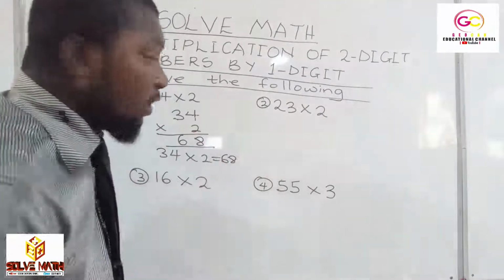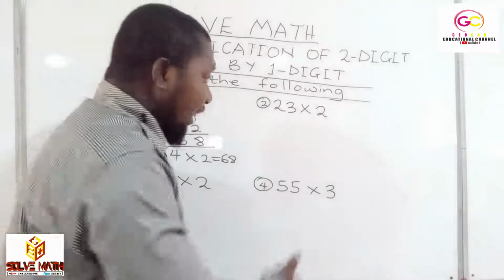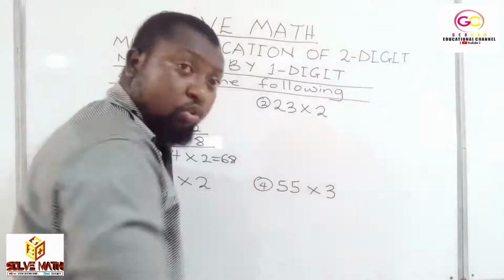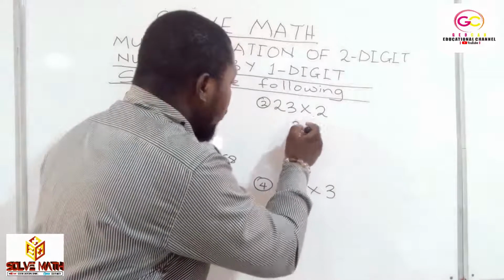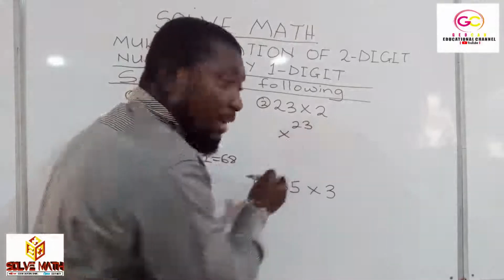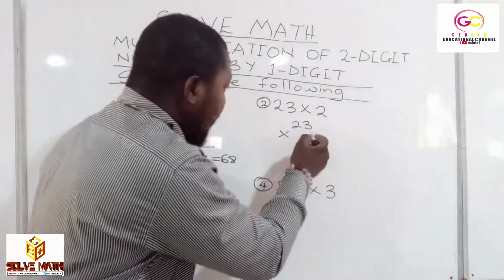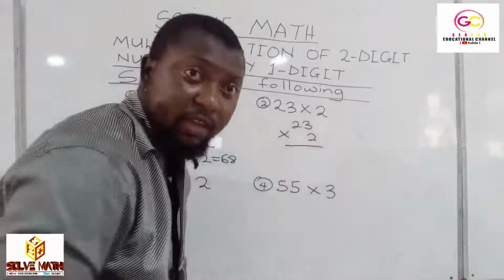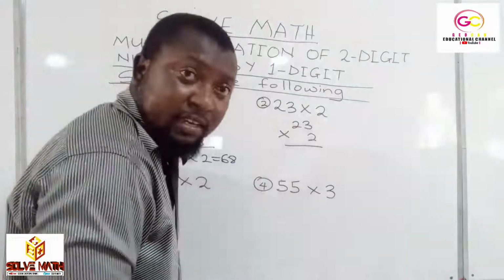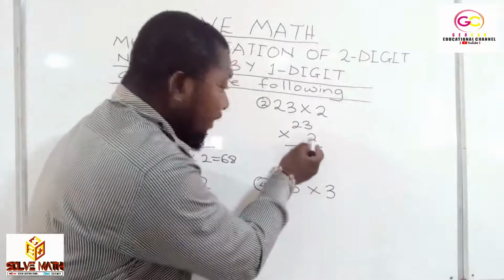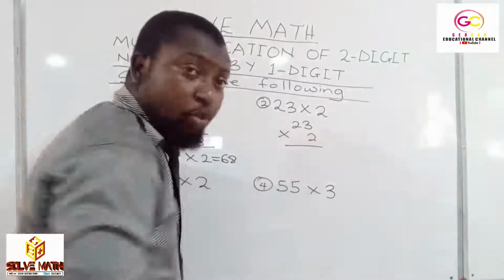Let's tackle question 2. The same procedure. Let's arrange it vertically, but the one with more digits should be on top. So 23 has 2 digits, so that will be on top. 23 times, your multiplication sign outside, 2 should be on your right, under the number there. Nicely arranged. This 2 should multiply this number, and the answer should be written here. This same 2 should multiply this number here, and the answer should be written in line.